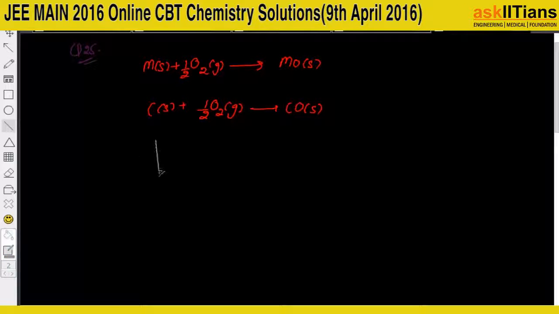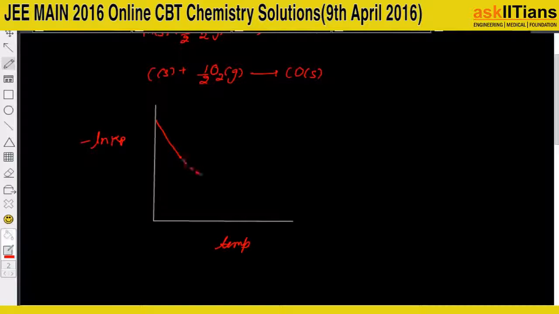Let us draw the plot once. So this is the plot, and this is minus of ln Kp, and this is temperature. You have one particular curve like this. This curve is for metal M to form MO, and the other curve is something like this for C to form CO, and the value is 20 and the temperature is 1200 Kelvin.